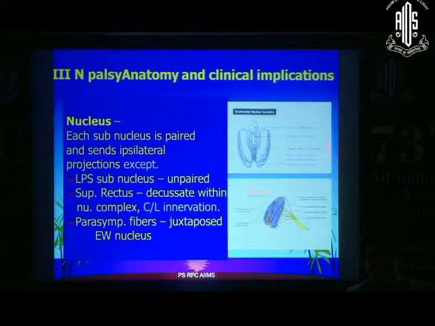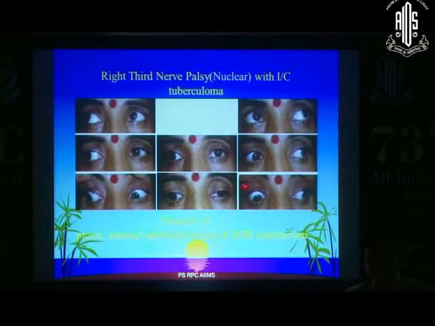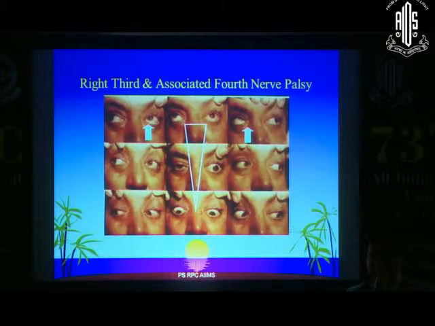The nuclear lesions again have differential presentation depending upon the subnucleus which is involved. So you may have a nuclear lesion in which there is no ptosis at all, or whenever ptosis is there, there will be a bilateral ptosis. Whenever pupils are involved in a nuclear lesion, it will be always bilateral. Otherwise, you can very well be sure that uniocular pupillary involvement is a fascicular third nerve palsy.